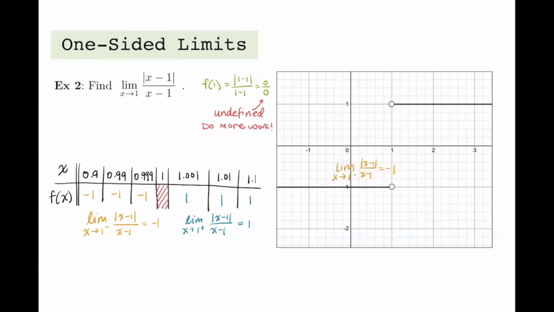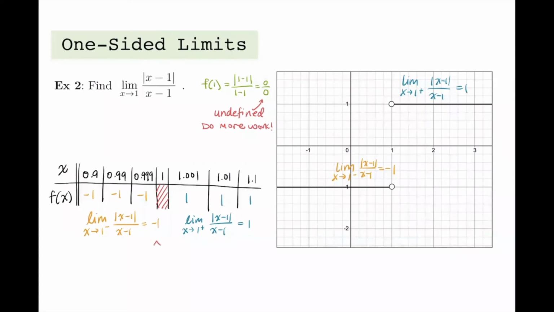And we can also see that as we approach x equals 1 from the right-hand side, the y values are all approaching +1. And because we have this kind of discrepancy between what's happening from the left and the right, they're not in agreement, right?